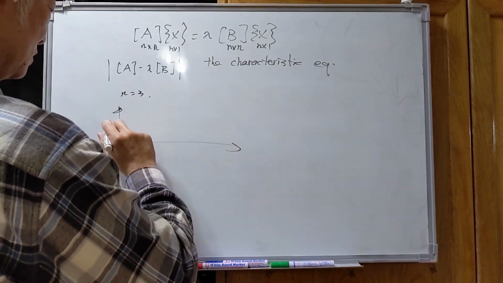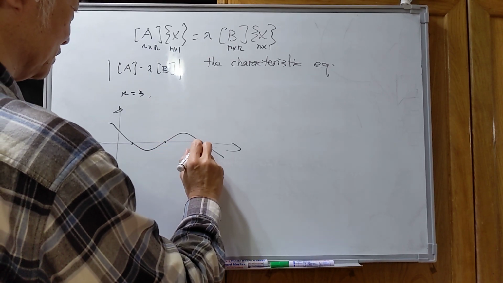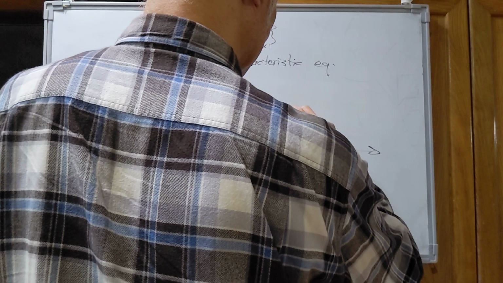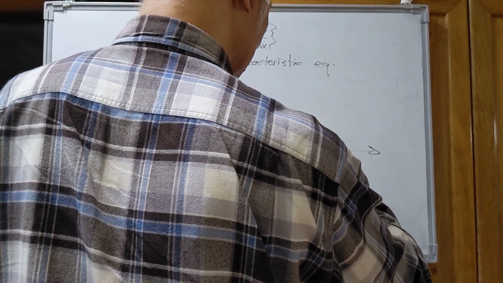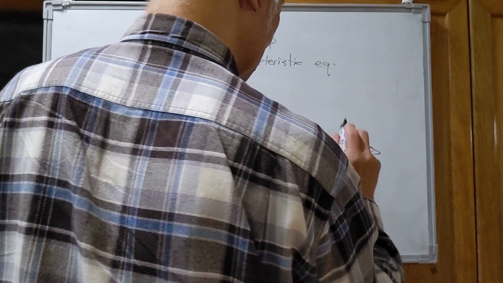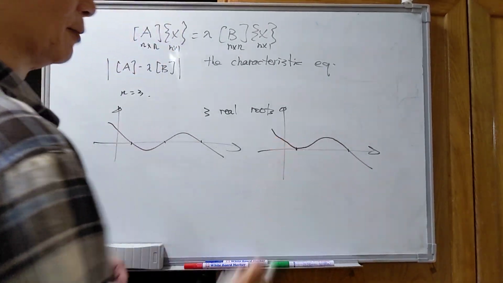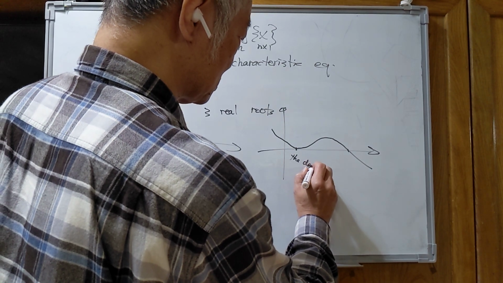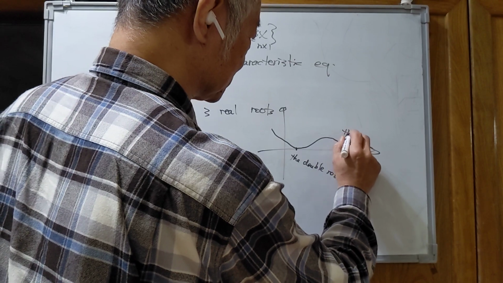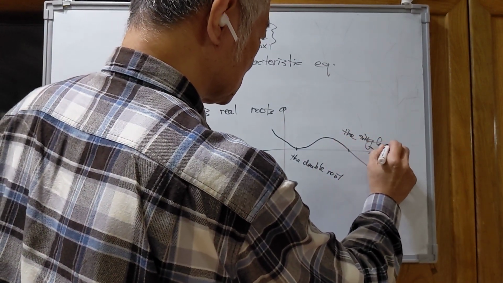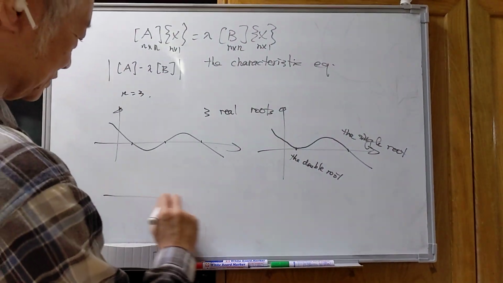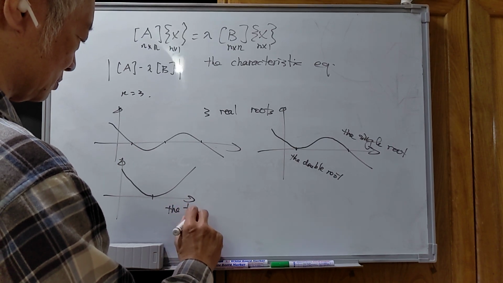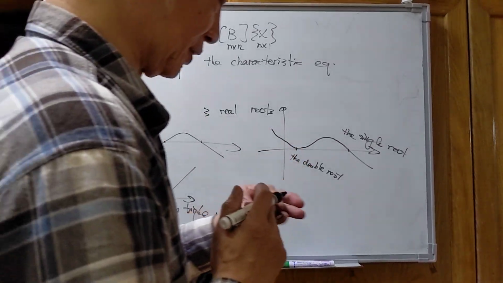For example, if n equals 3, that's 3 real roots. Or we could have one single root and one double root. Or another possibility is a triple root. Okay, so we could have these three conditions.